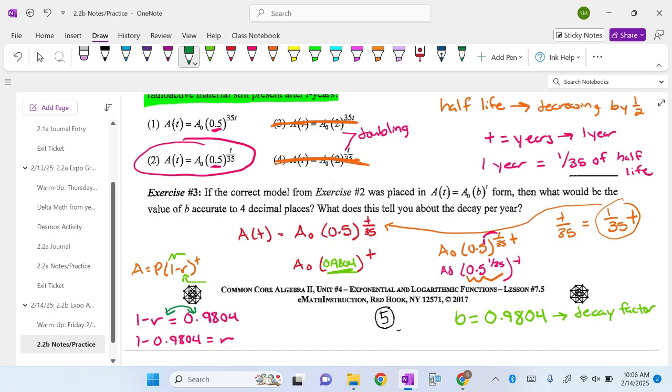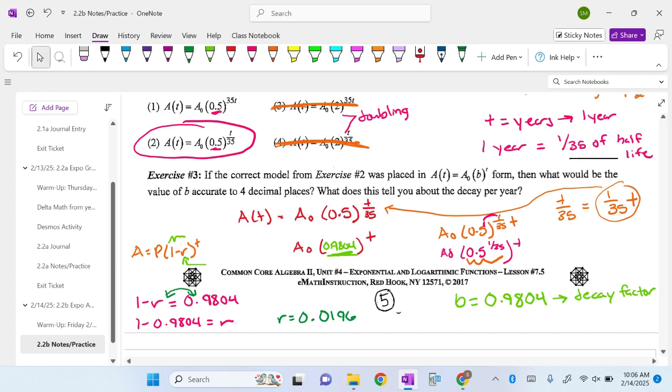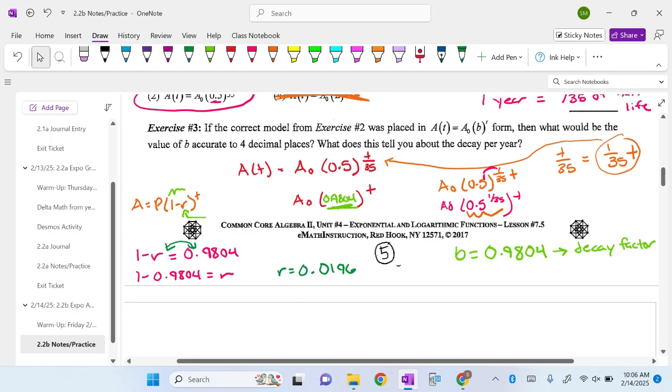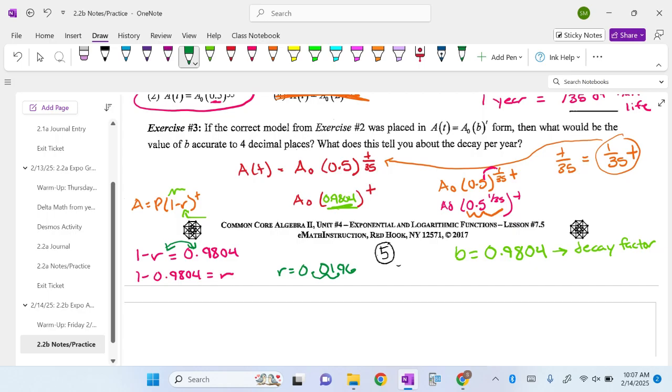So if we do that, we should get R equals 0.0196. So what's that as a percentage? Close. 1.96, because you're moving only 2 decimal places.